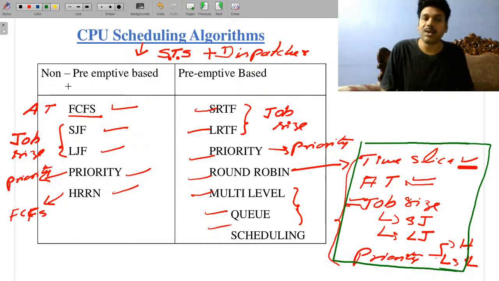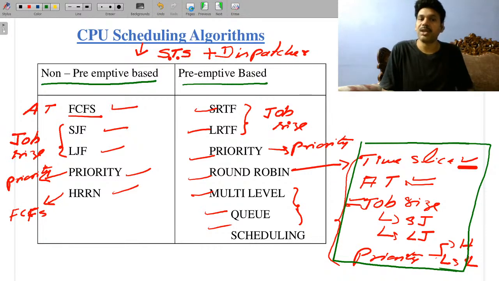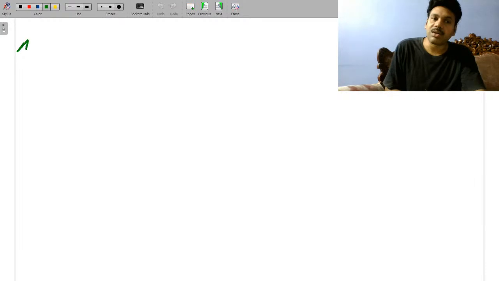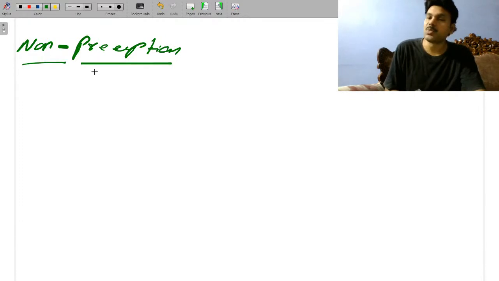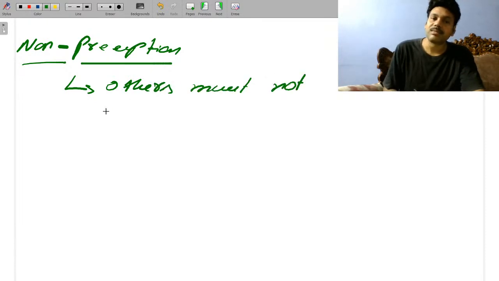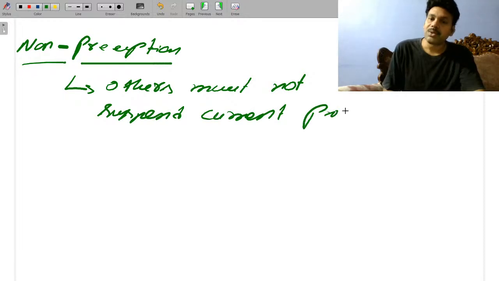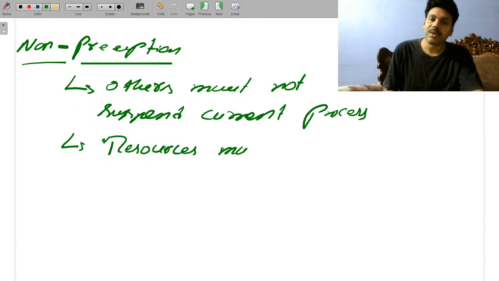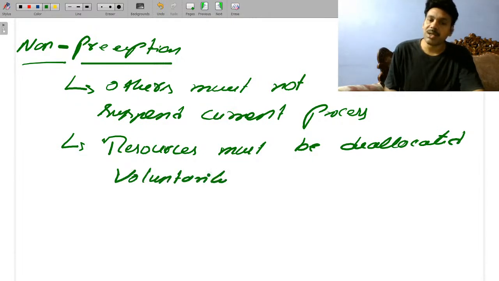Now, CPU scheduling algorithms are categorized into non-preemptive based and preemption based. We know the meaning of that. When you talk about non-preemption, others must not kill me or suspend me; others must not suspend the current process. I want to tell you another very important thing: resources must be deallocated voluntarily. That's the meaning of non-preemptive.